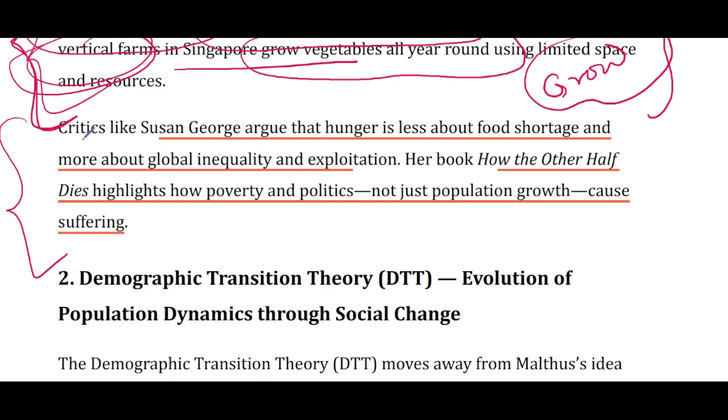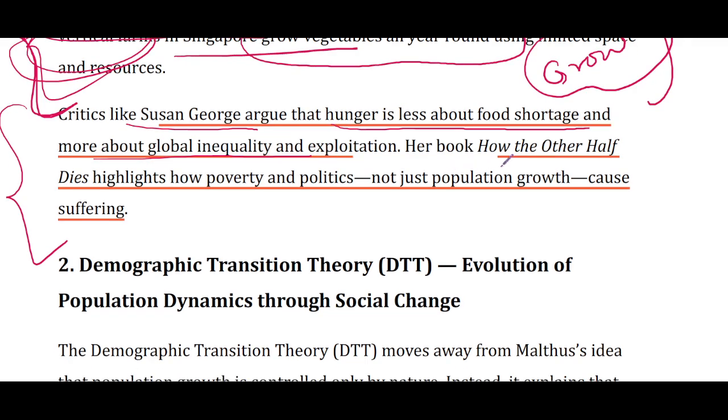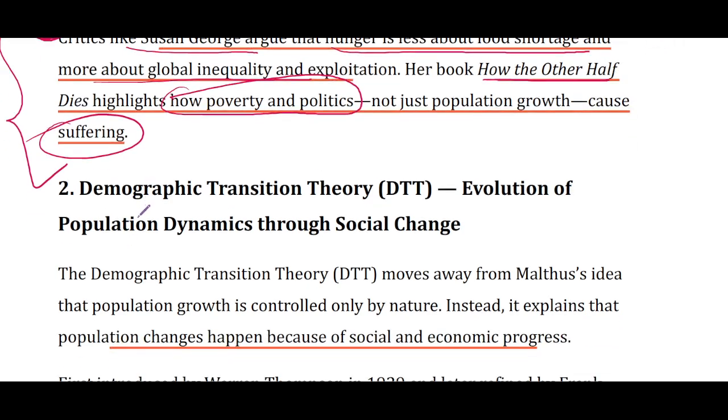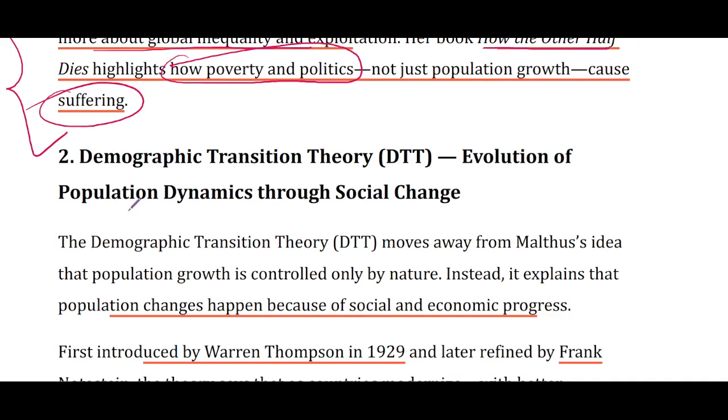Now the criticism. Critics like Susan George argued that hunger is less about food shortage and more about global inequality and exploitation. Her book, How the Other Half Dies, highlights how poverty and politics cause suffering. Now move on to the next theory.